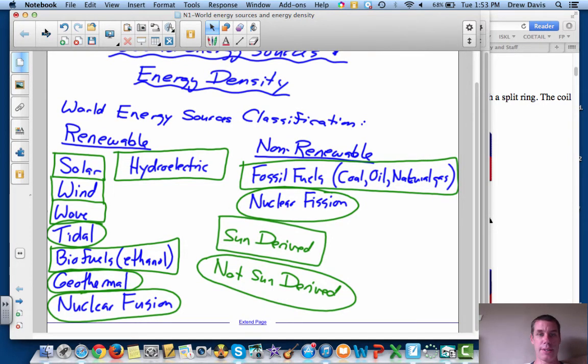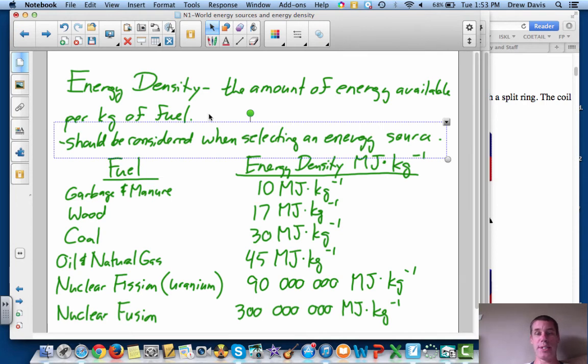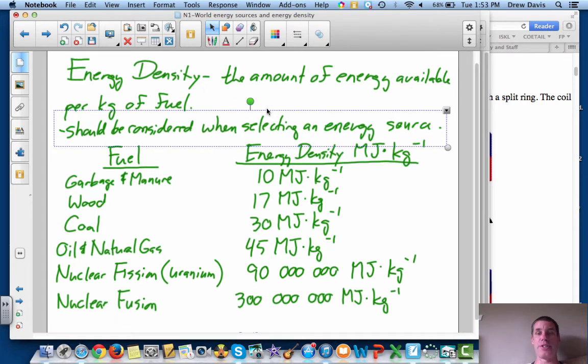Anyhow, let's move along and talk about energy density options. Energy density is the amount of energy available per kilogram of fuel. This is something you need to consider when you're using a source of energy, because obviously a society or a community needs X amount of megajoules or gigajoules to function, and so you've got to ask, how much of this given fuel do I need to get that amount of energy?